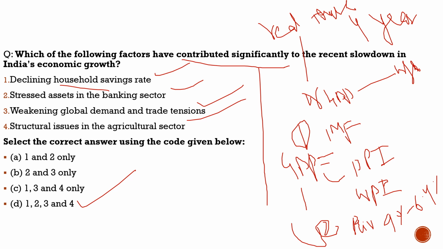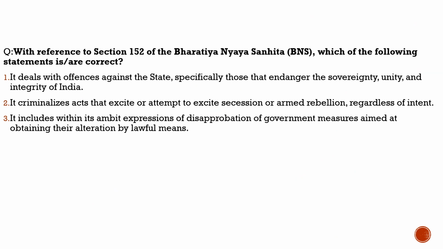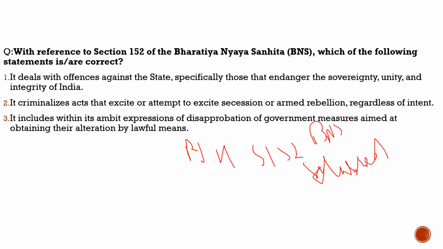Now with this, let's move to another question. Coming to the next question of today's discussion, it is about the Bharatiya Nyaya Sanhita, section 152 of BNS. Why did we bring this question? Because today in the newspaper, it was mentioned that the Rajasthan High Court said that this section of BNS should not be dubbed as the new form of sedition. So what does the Rajasthan High Court say? It said that section 152 of BNS should not be dubbed as a new form of sedition.